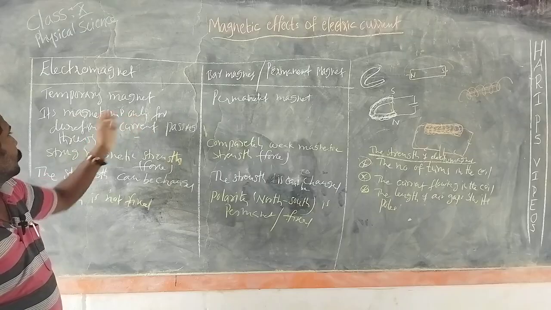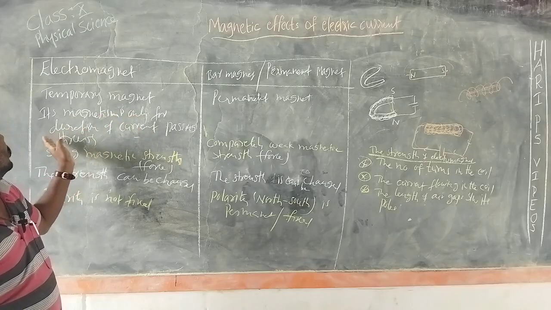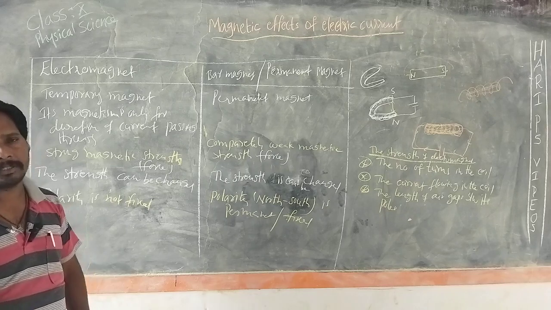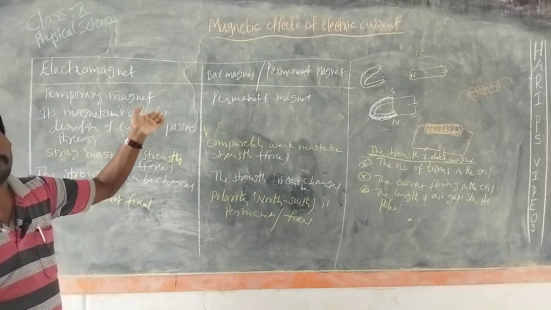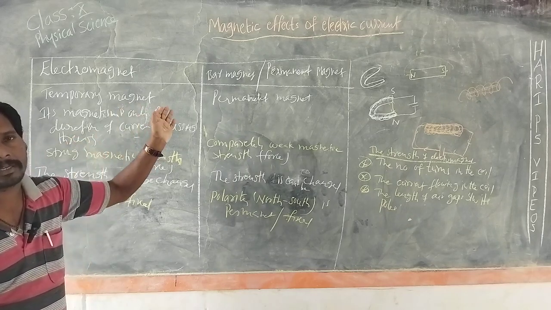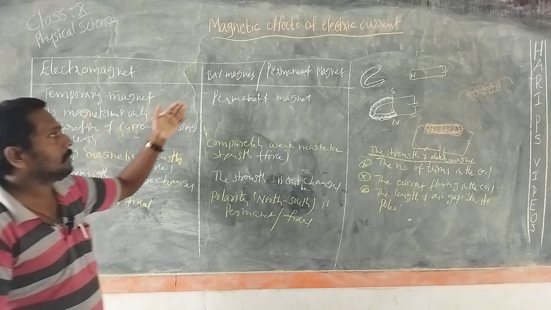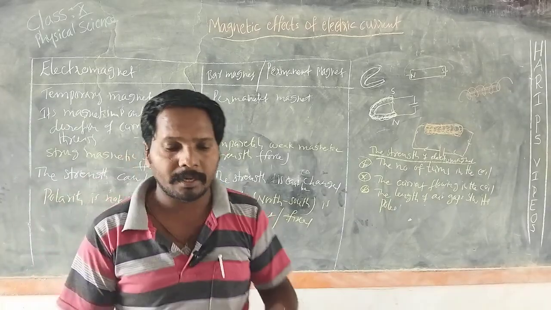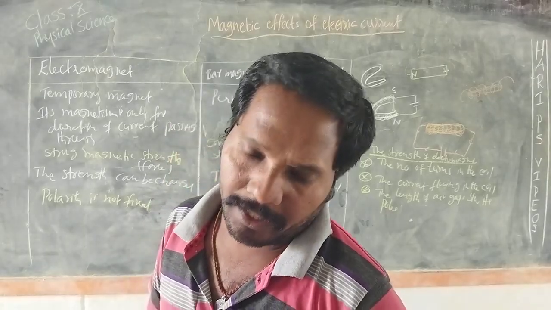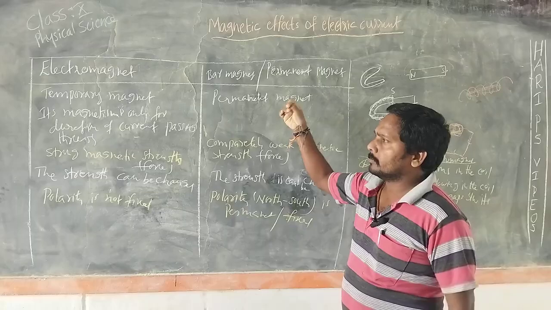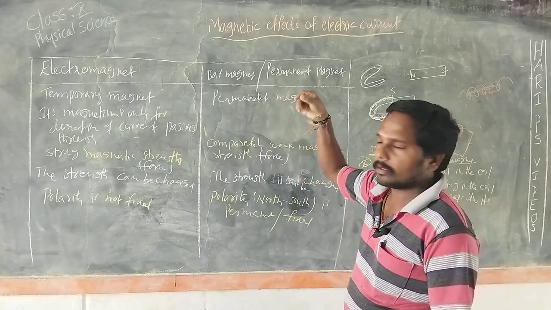The magnetism is only for the duration of current passing through the coil. So how much time we can flow the electric current, that much time only the magnetism is present. But in case of a bar magnet or the permanent magnet, it is permanent, so it does not depend on the time, right?